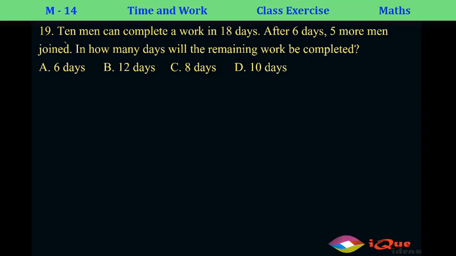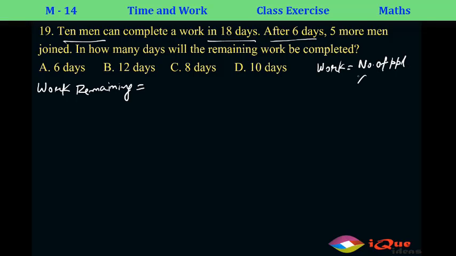Now this question says 10 men can complete a work in 18 days, after 6 days. Now that means the work remaining is of 18 minus 6, that is 12 days. So I'll write it, work remaining is equal to, now for that we also know that the total work quantity is equal to number of people into number of days. Alright, so we can straight away apply here. The remaining work will be equal to the work for 10 men to be done in 12 days. See, understand, the work can be done in 18 days. Out of that, 6 days are already done, so it is 12 days. So 10 men into 12 days.